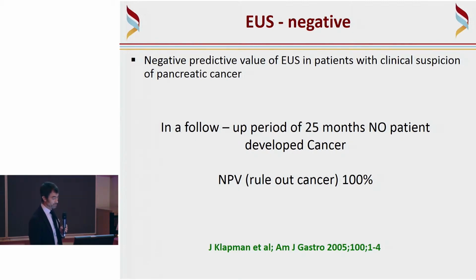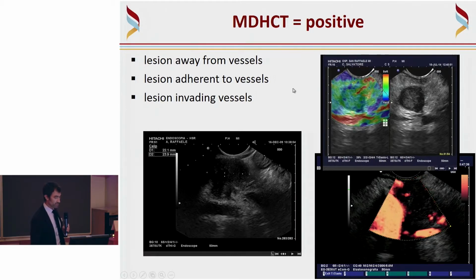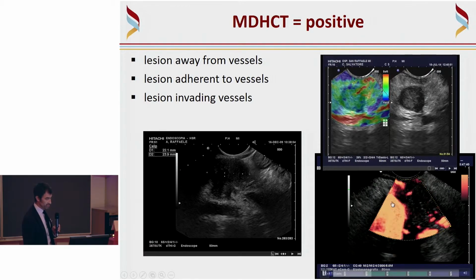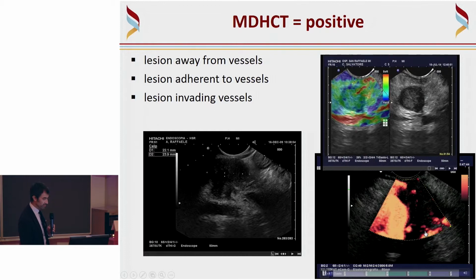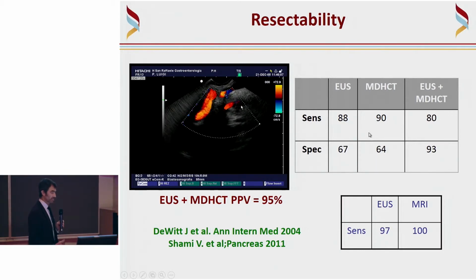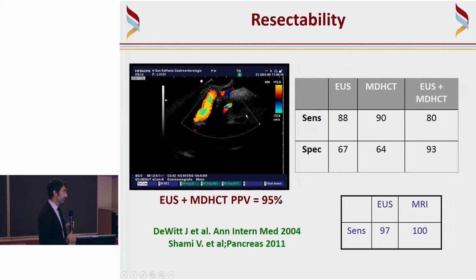So the negative predictive value of EUS in expert hands is very high. When multi-detector helical CT is positive, we know that the lesion can be away from the vessels or very close to the vessels, or the lesion can involve, like in this case, the celiac trunk and the superior mesenteric artery. And we know that if we add EUS and multi-detector helical CT, their positive predictive value is around 95%.